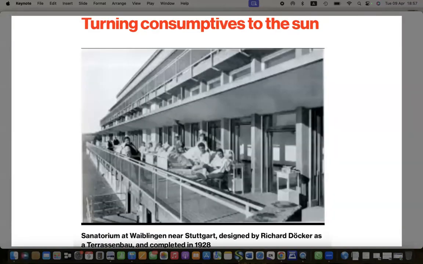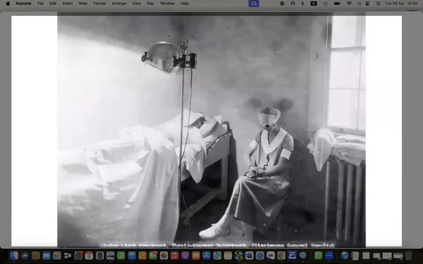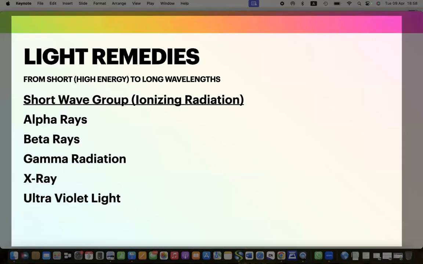Okay, so here's a picture of a sanatorium near Stuttgart in 1928. You see the beds outside. And this is the influenza 1918 pandemic, and the patients are in an open-air hospital. So people knew about these things quite a while back. And this is an example of ultraviolet therapy, often used for skin issues. Obviously, small kids, neonates used for combating neonatal jaundice.